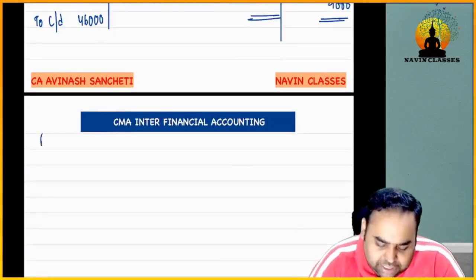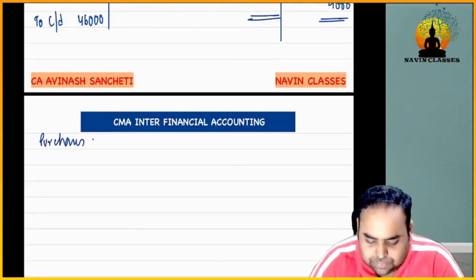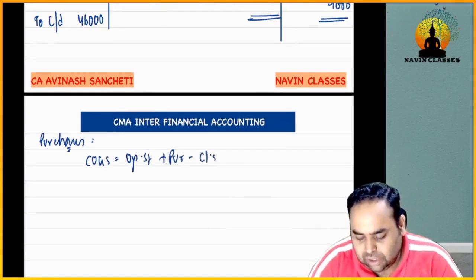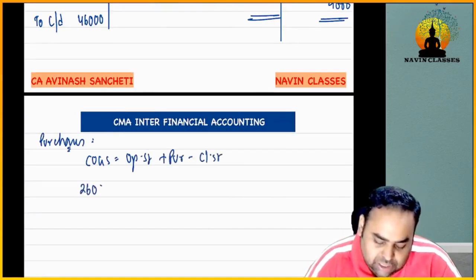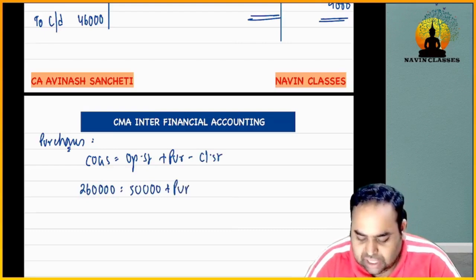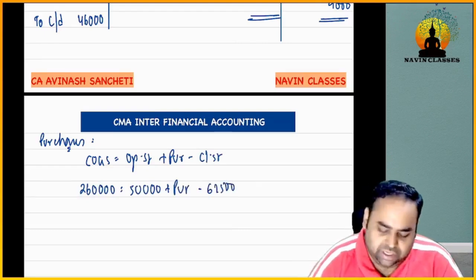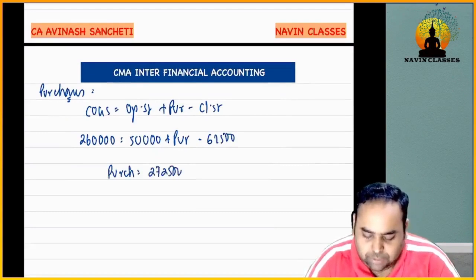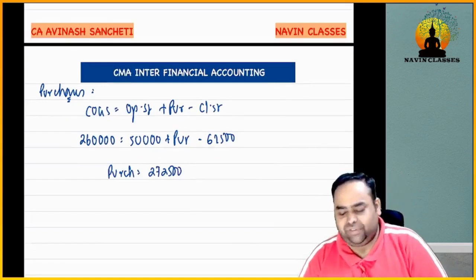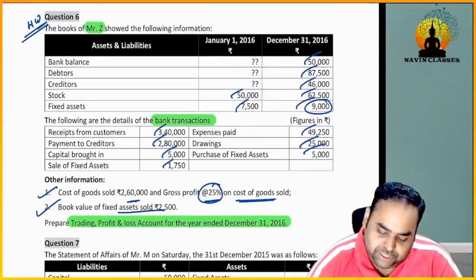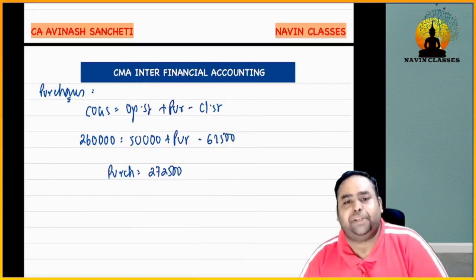Now I can calculate the purchases. COGS is equal to opening stock plus purchase minus closing stock. COGS is given as 260. Opening stock of 50,000 is given. Purchases needs to be calculated. Closing is given as 62,500. So the purchases will be calculated to become 272,500. Can you check whether you got the purchases?